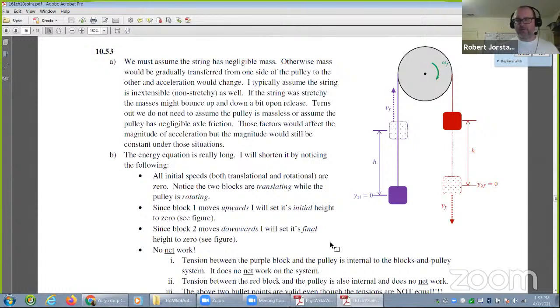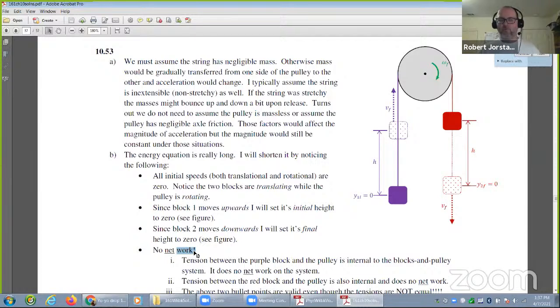So here's what it looks like. All initial speeds are 0. The two blocks are translating. The pulley's rotating. Block 1 moves upwards. I set its initial height to 0. Block 2 is moving downwards. I'm going to set its final height to 0.